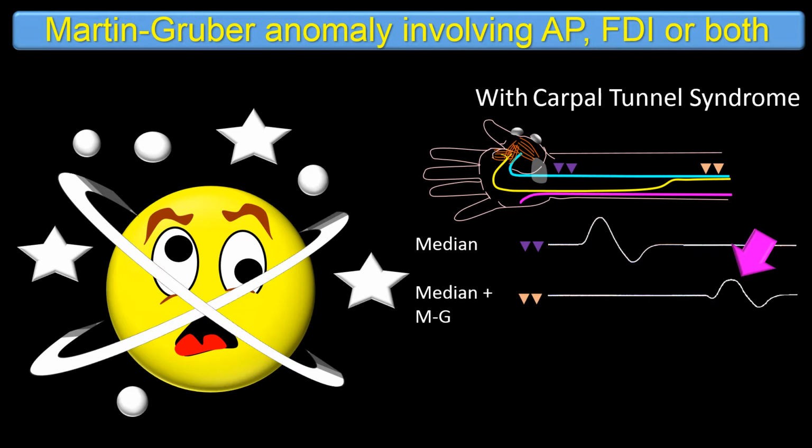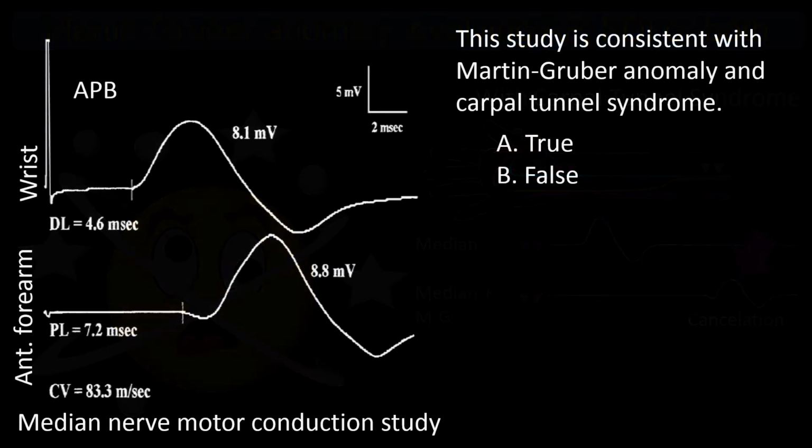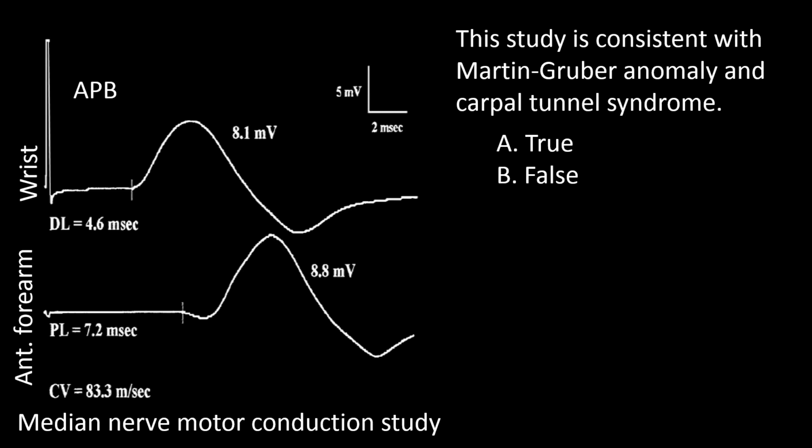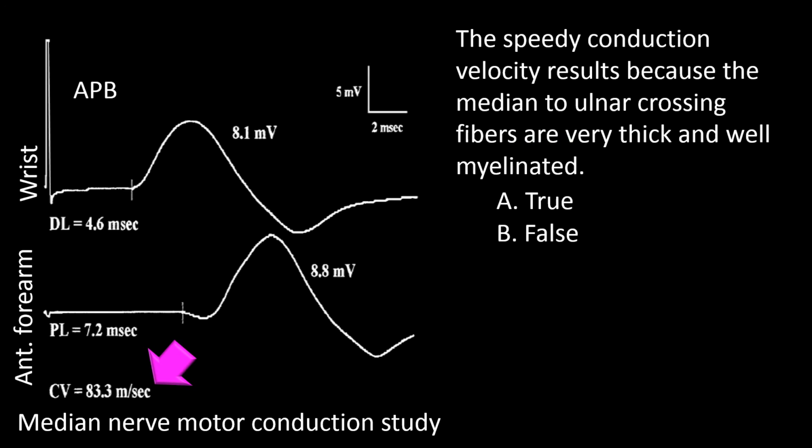The second peculiar finding is a low amplitude and increased duration potential. This phenomenon is due to phase cancellation. So, a prolonged terminal latency coupled with a low amplitude potential preceded by a dip following proximal stimulation suggests the presence of Martin-Gruber syndrome in patients with carpal tunnel syndrome. So the answer to this question is true. Next question.